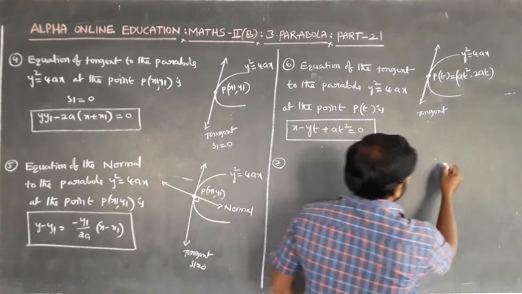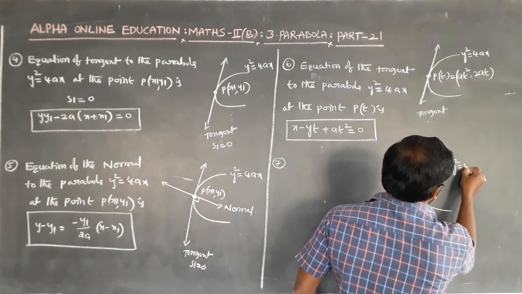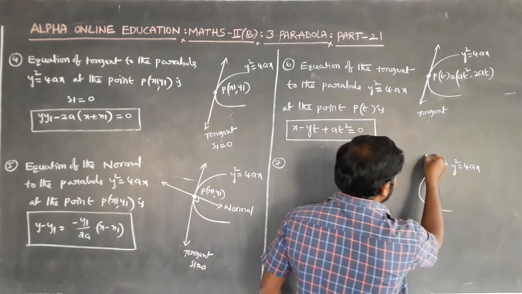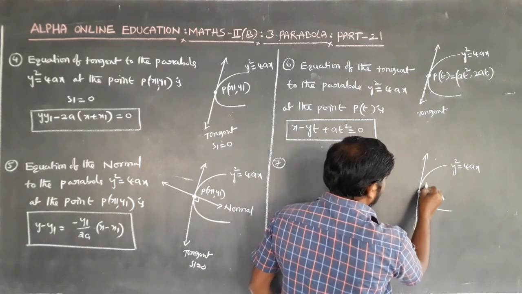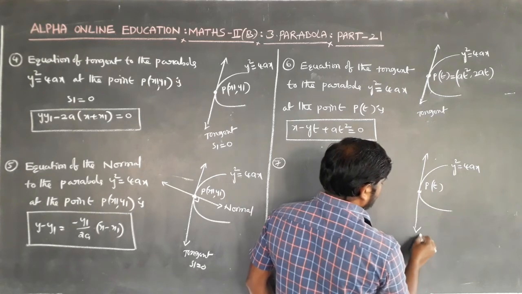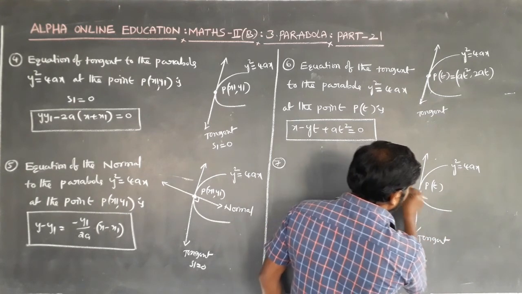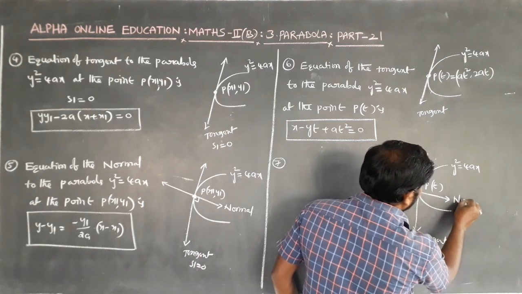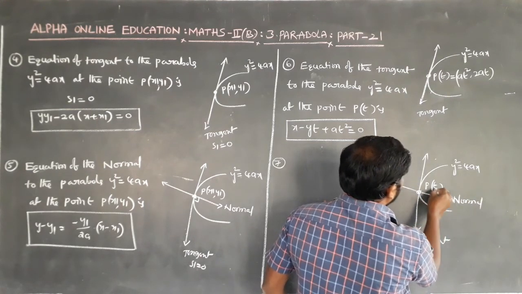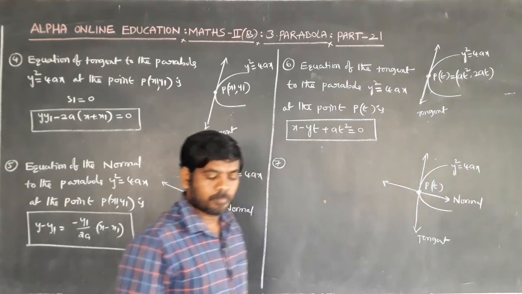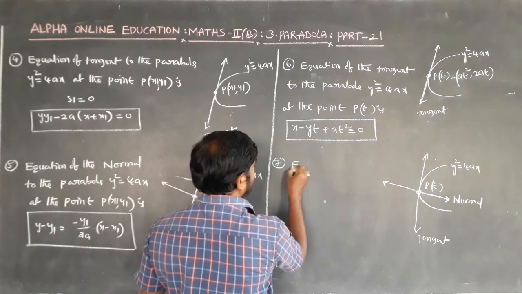Last one is, this is the parabola y square is equal to 4ax. This is the equation of the tangent at the point P of t. This is the equation of the normal at the point P of t on the parabola y square is equal to 4ax.